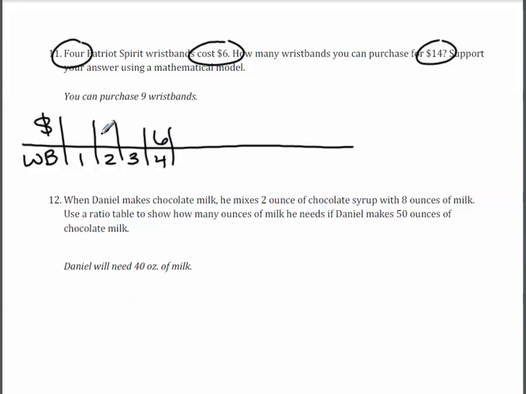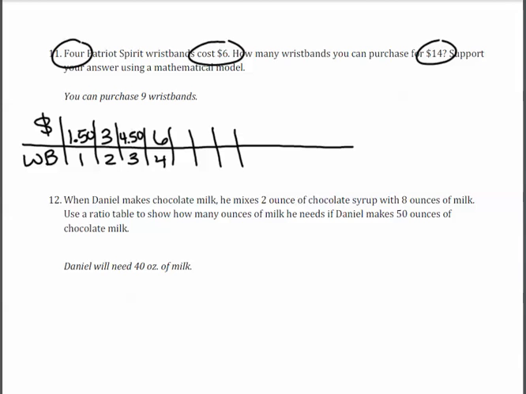So how much would I be paying for 2 wristbands? I'd be paying $3. So how much would I be paying for 1? $1.50, because 6 divided by 4 is $1.50. Okay, I'd be paying $4.50 for 3 wristbands. Okay, so we want to know how many wristbands we would get if we had $14.